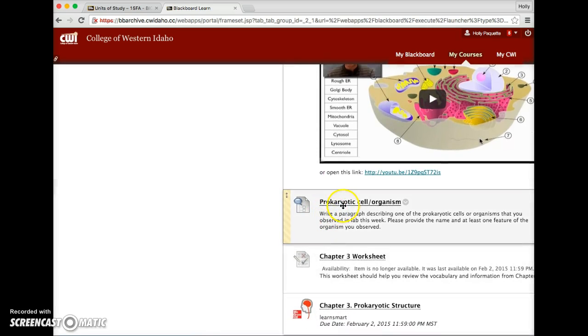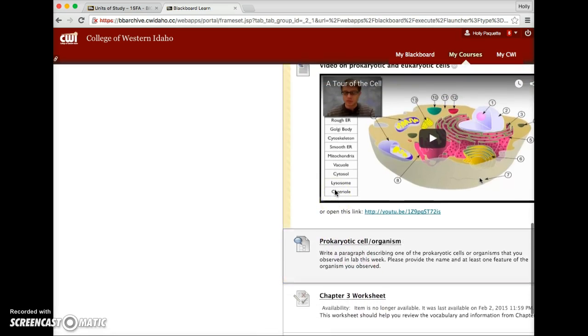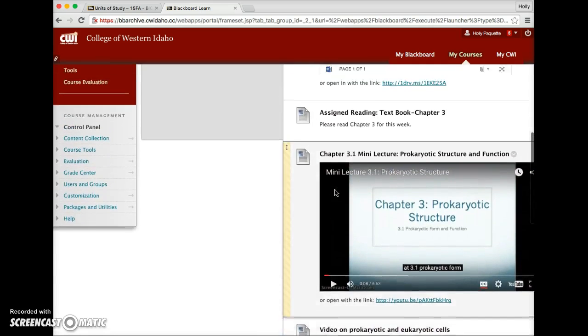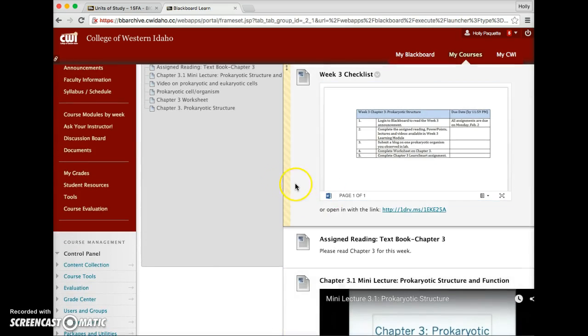So their assignments in this case included a paragraph that I wanted them to do, a blog on a prokaryotic cell organism they saw in lab that week. They did a chapter 3 worksheet, which generally speaking was 10 vocabulary words that they had to match with the proper definition. And then lastly was their LearnSmart assignment. So that was always the last. So that's what my typical week looked like in the spring of 2015.